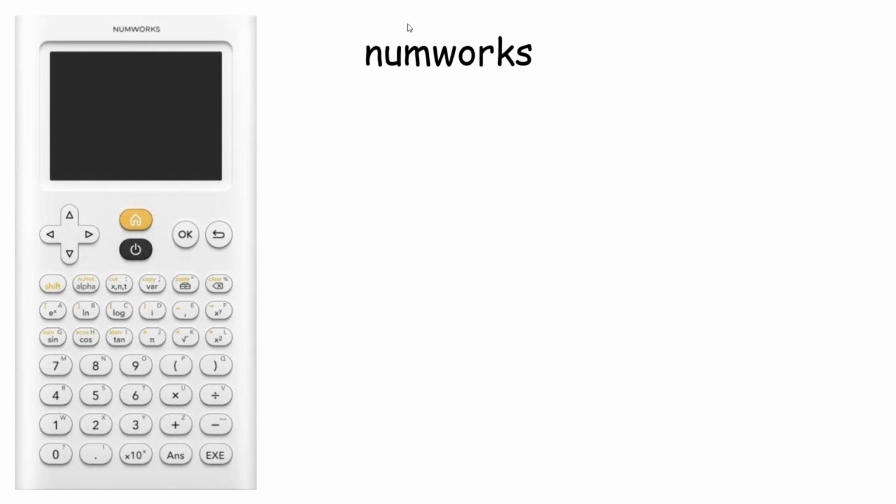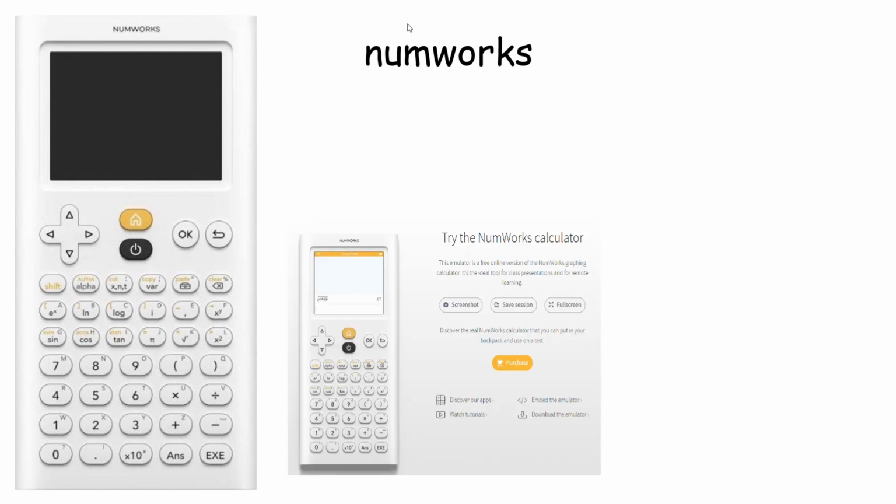If you don't believe me, go to their website and try the online emulator. And yeah, they're pretty much the only company who lets you do that, so you can decide for yourself and maybe practice when it's in the mail.